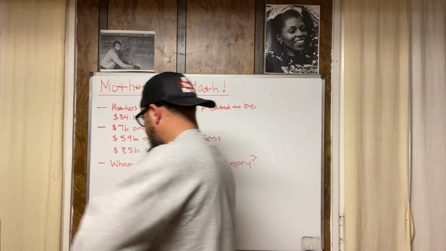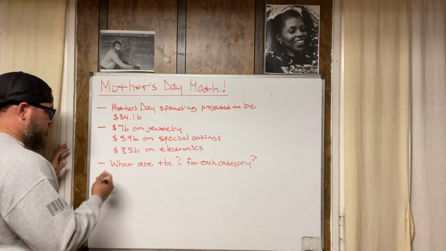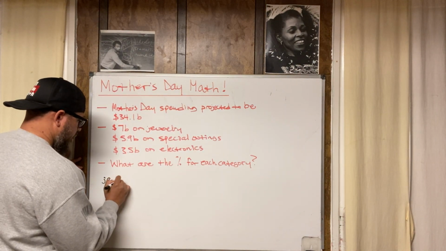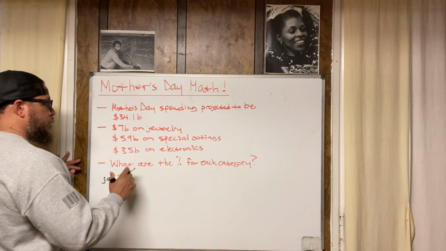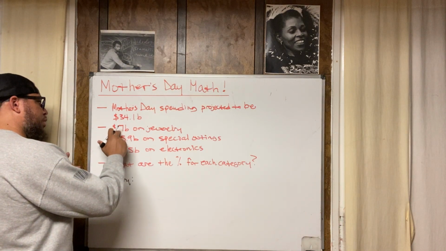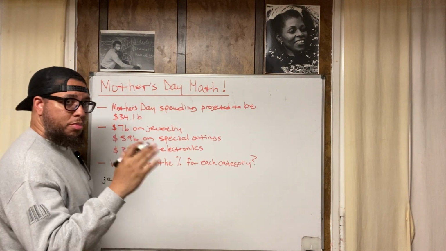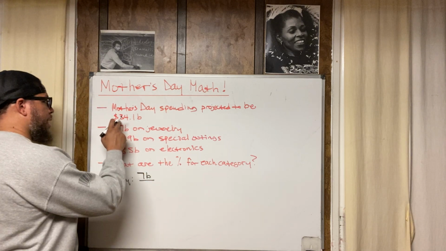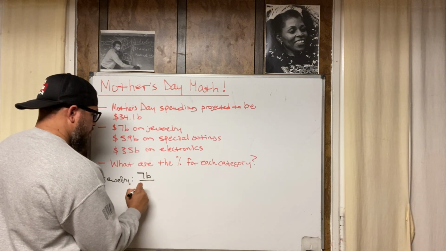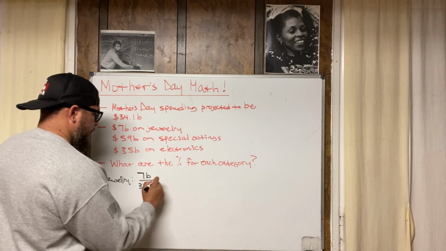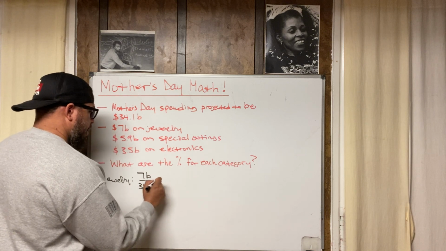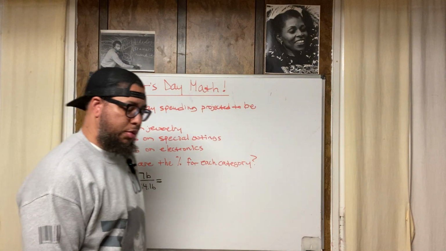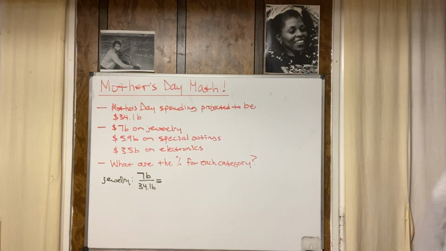So for jewelry, what's the percentage for jewelry? We take the amount that's projected to be spent on jewelry, which is $7 billion. That's our numerator. So we say 7B. Divide that by the total amount, 34.1B. So 7B divided by 34.1B. We grab our calculator. We do 7 divided by 34.1.